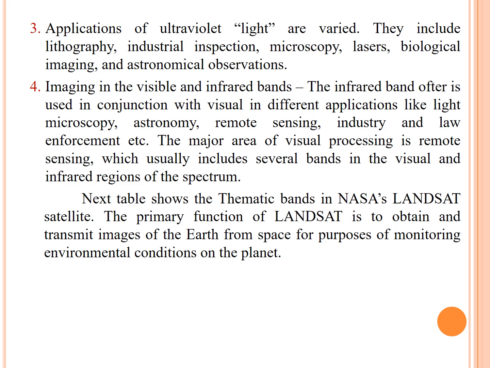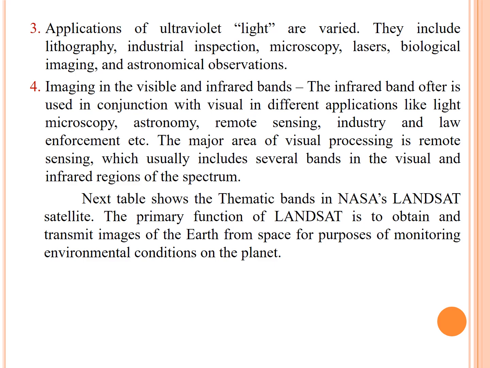Now, imaging in the visible and infrared bands. The infrared band is often used in conjunction with visual imaging in different applications like light microscopy, astronomy, remote sensing, industry, and law enforcement, etc. The major area of visual processing is remote sensing, which usually includes several bands in the visual and infrared regions of the spectrum. The next table shows the thematic bands in NASA's Landsat satellite.